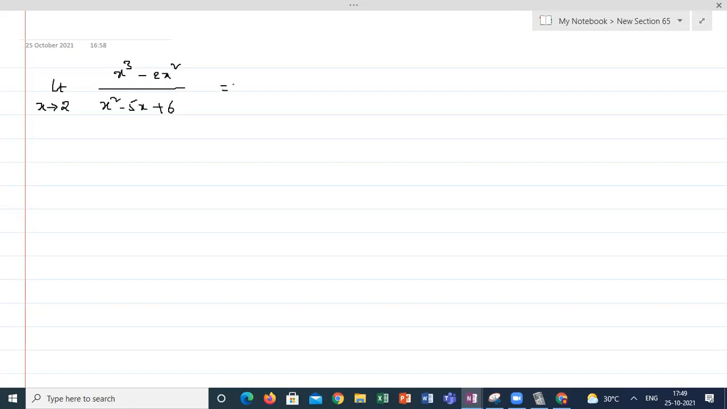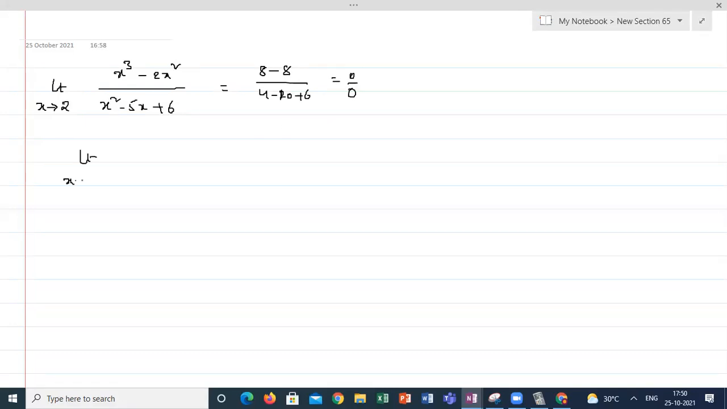Four, sir. What is the answer? 4. First, if I am substituting directly, 8 minus 8 divided by 4 minus 20 plus 4 minus 10 plus 6, it is 0 by 0, which is an indeterminate form.